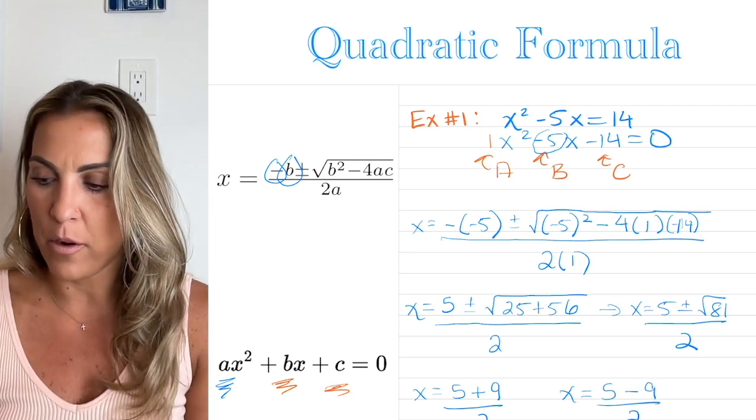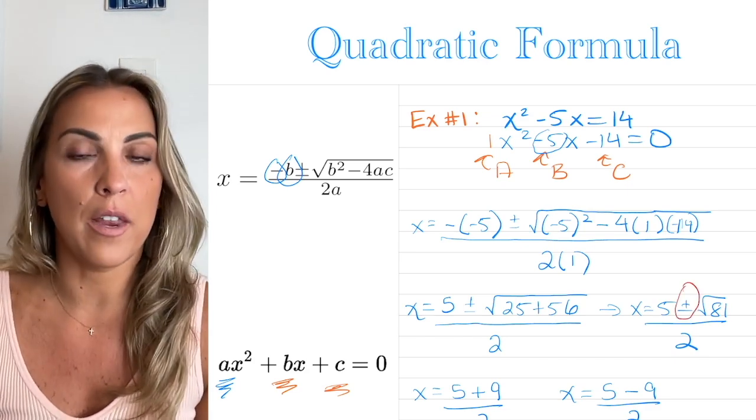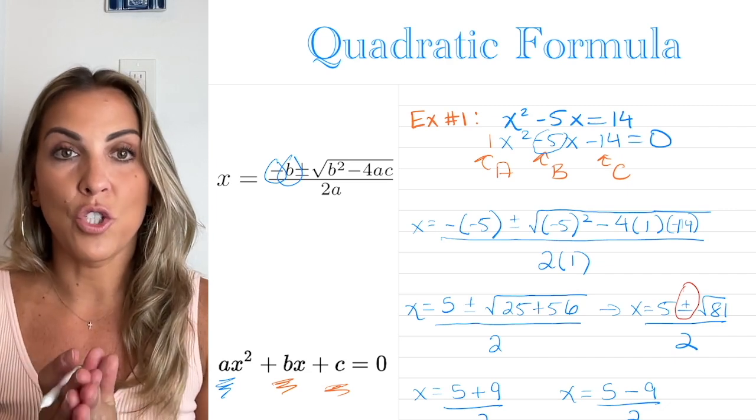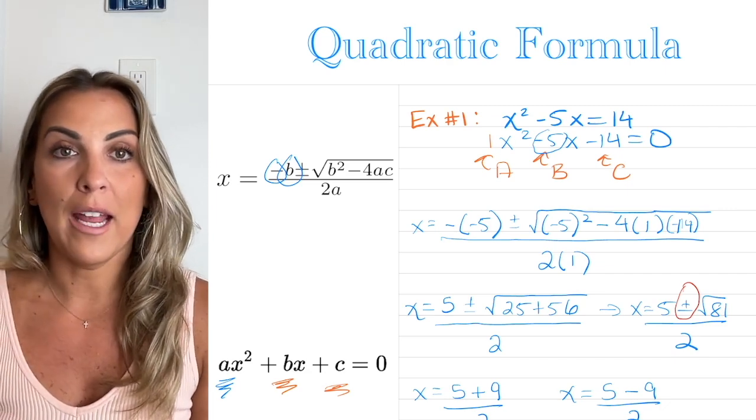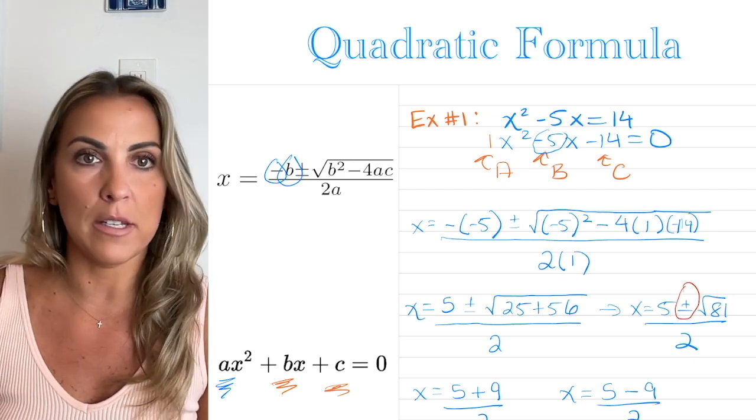So again, where this came from, let me highlight it in red, this plus or minus symbol right here that I just circled means that I have 2 possible solutions. I'm looking at 5 plus the rest of the situation and then 5 minus the rest of the situation.